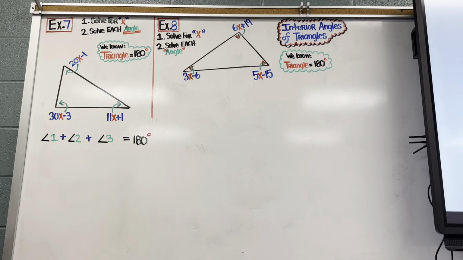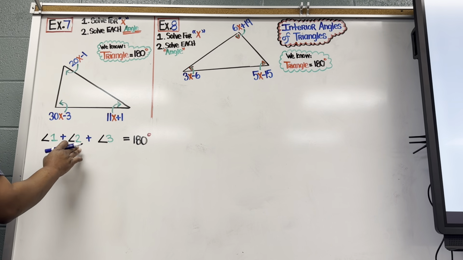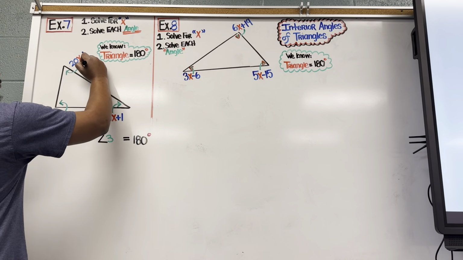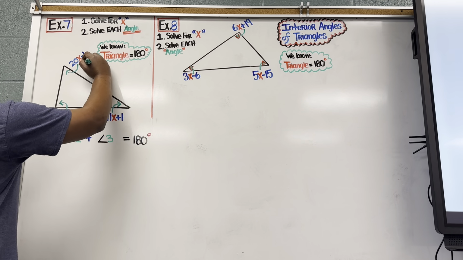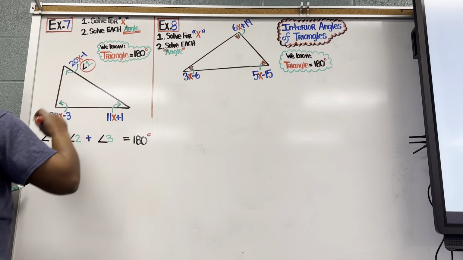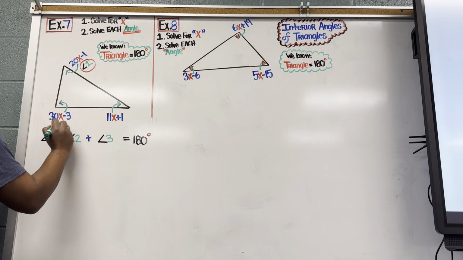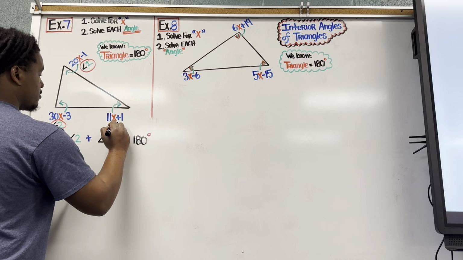Now what we need to do is label each angle as either angle 1, angle 2, or angle 3. It really doesn't matter which angle you start off with, as long as you label them independently. So I'm going to label this one as angle 1, I'm going to label the 30x minus 3 as angle 2, and then angle 3 will be 11x plus 1.